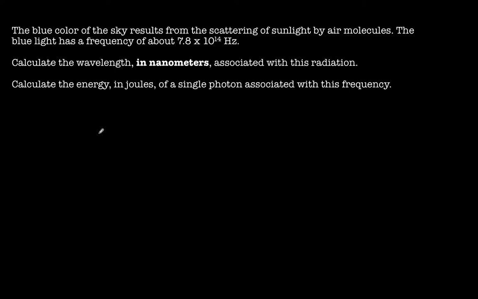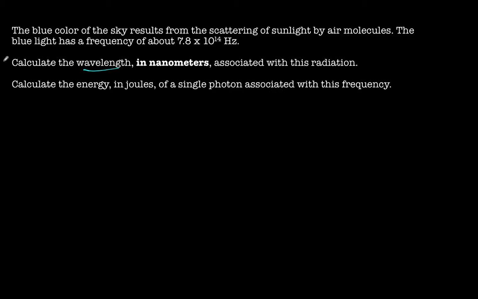All right, the blue color of the sky results from the scattering, it's called Rayleigh scattering actually, of sunlight by air molecules. The blue light has a frequency of about 7.8 times 10 to the 14th hertz. I want to first calculate the wavelength in nanometers associated with that radiation, and I want to calculate the energy in joules of a single photon.